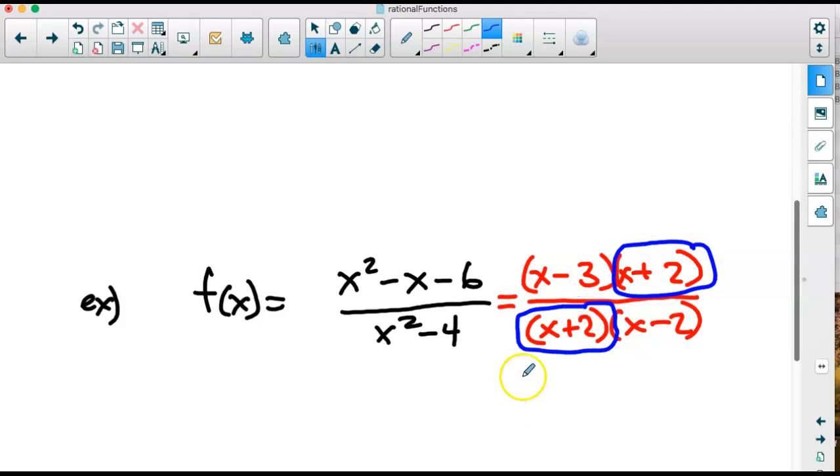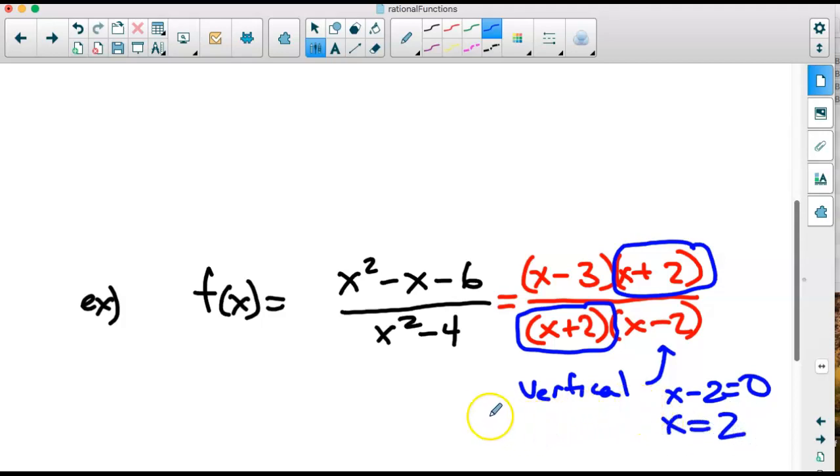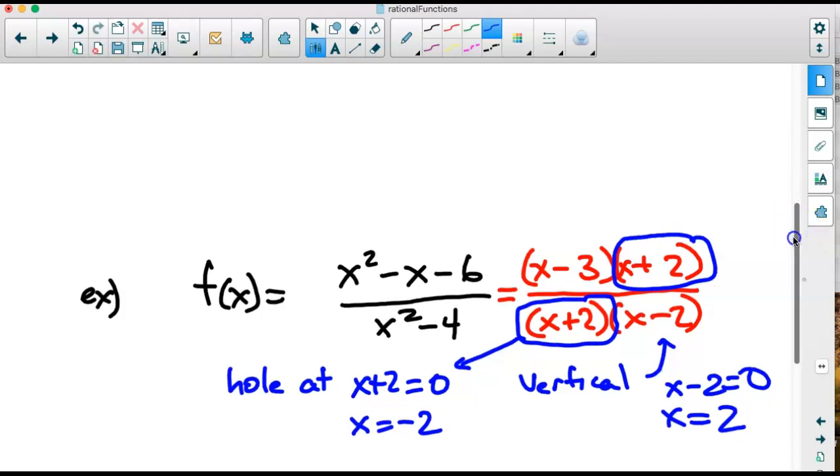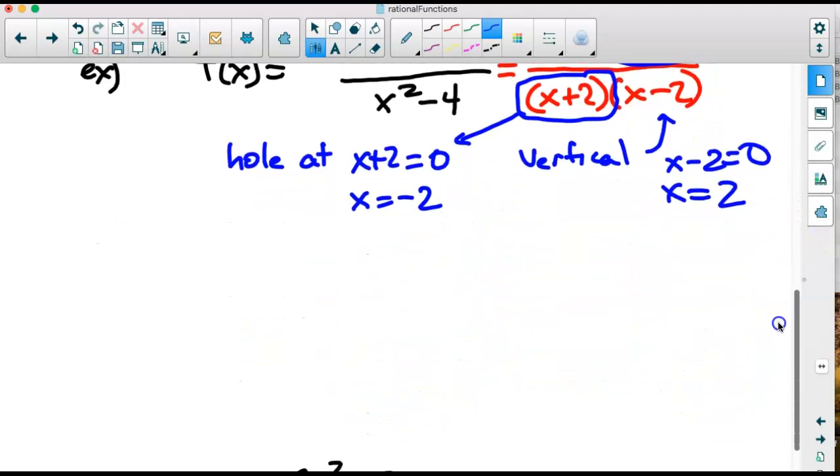So that means my only vertical asymptote is going to happen when we look at this one. So x minus 2 equals 0. So x is equal to 2 is my vertical asymptote. We're going to have a hole at x plus 2 equals 0. So that's the part that factors and reduces. So that means x equals -2 is where we're going to have a hole in the graph. And we'll look specifically at the graph and how that looks later on.